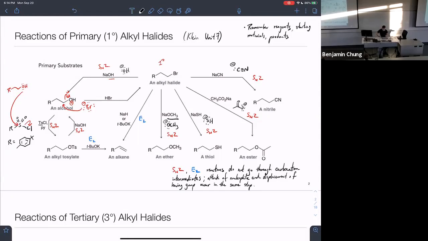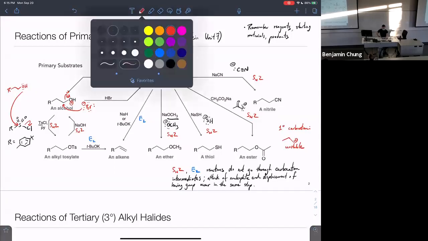So I'm just going to read what I just wrote. SN2 and E2 reactions do not go through carbocation intermediates, and the attack of the nucleophile and displacement of the leaving group occur in the same step. And the reason why is because a primary carbocation, something like that, is unstable, very unstable. So that is not likely to happen. Any questions so far?